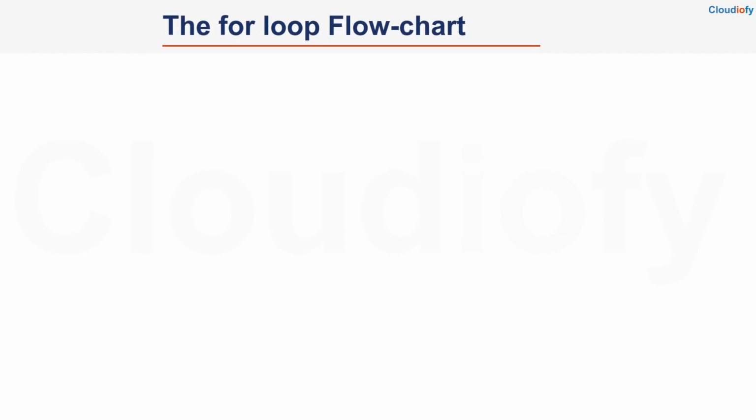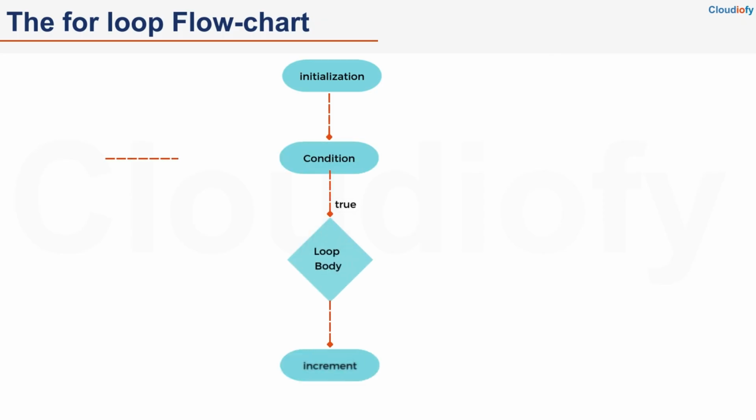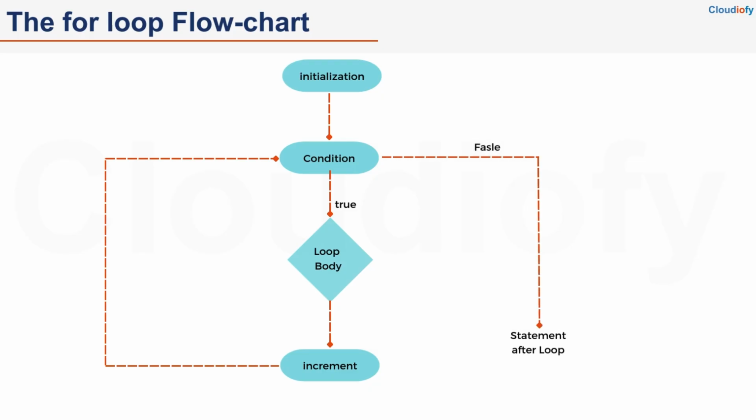Let's understand this flow using a diagram. We start with initialization. Then we check the condition. If it's true, we enter the loop body and run the statements. After that, we increment the counter and go back to check the condition again. This continues until the condition becomes false.